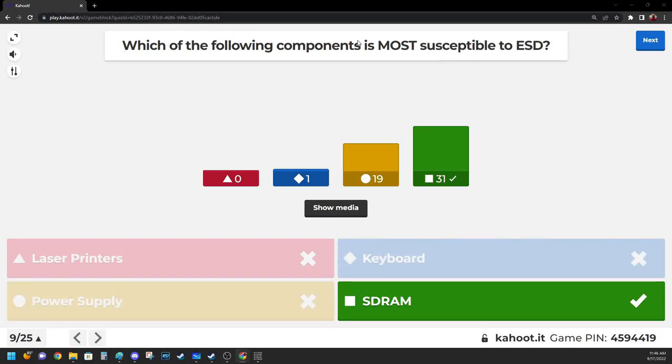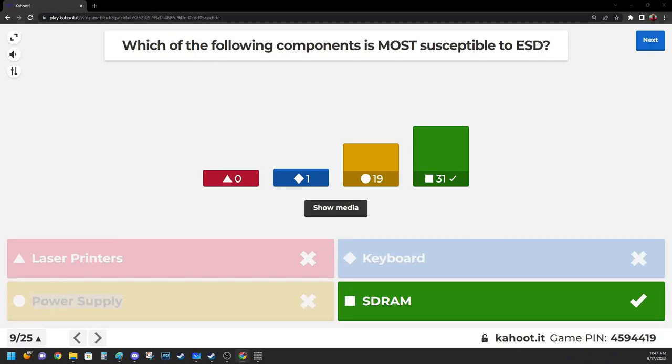By the way, electrostatic discharge: RAM, or synchronous dynamic random access memory, which we'll talk about in detail next Saturday, is very, very susceptible to static discharge. Now, why can a power supply not be susceptible to ESD? Because it's grounded. It has a ground built into the metal chassis of the actual power supply itself.